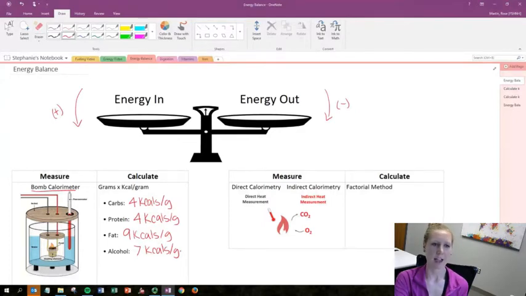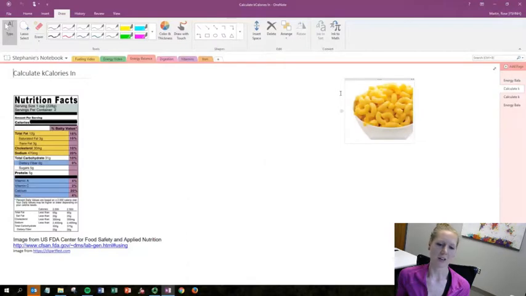For energy out, we can either measure or calculate. To measure, there are two methods, either direct or indirect calorimetry. Direct calorimetry measures the heat given off from the body, and indirect calorimetry measures the oxygen consumed and the carbon dioxide expired. To calculate, there are several methods. The one that you will be responsible for is called the factorial method, and that calculates total energy expenditure, and we're going to walk through some examples of that in a minute. But let's start with calculating energy in.